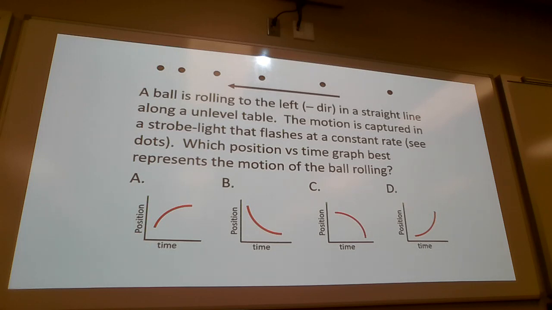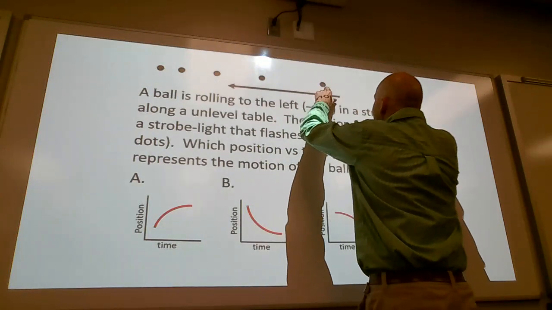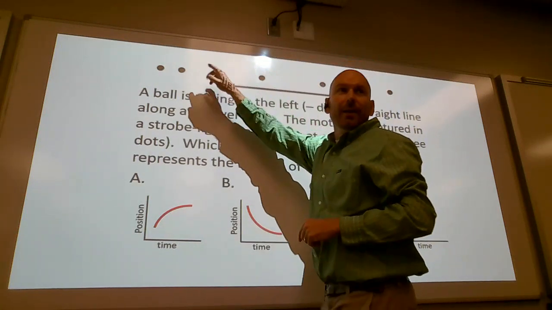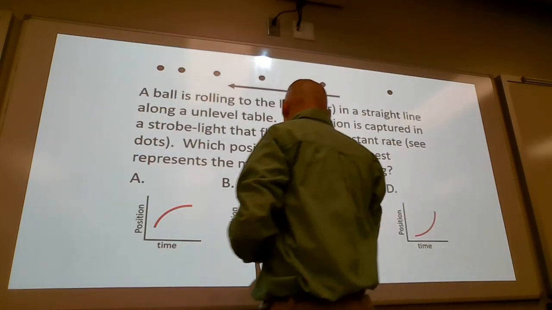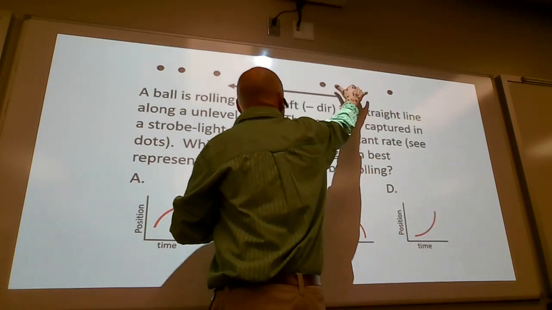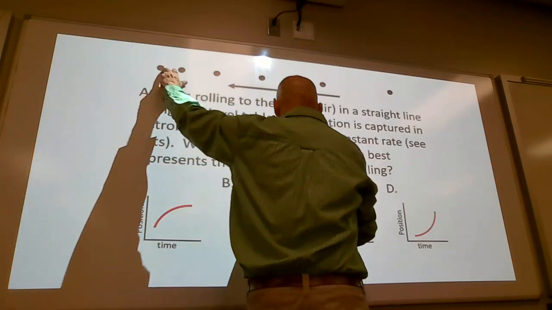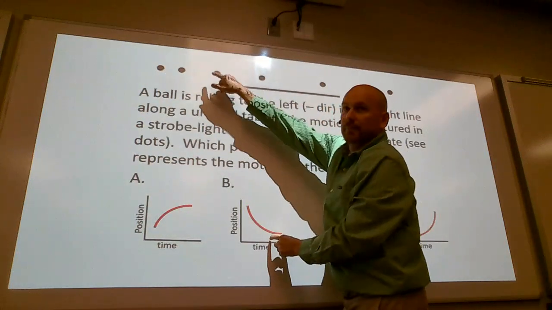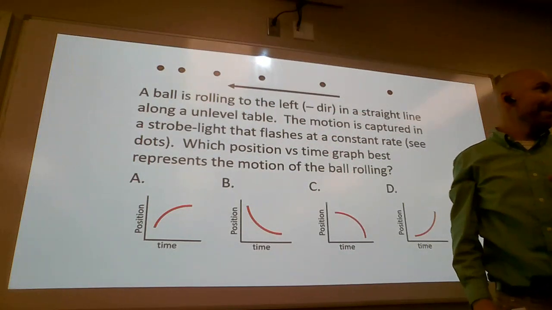Great, answer is B. Beautiful butterfly. So we're going to the left. We're going fast initially, and then we're going slow. So we start steep as we're fast, and then we go slow. So it's shallow. Look at that.